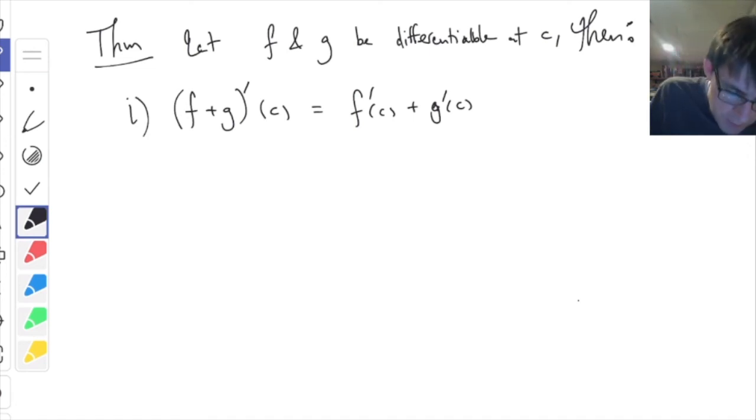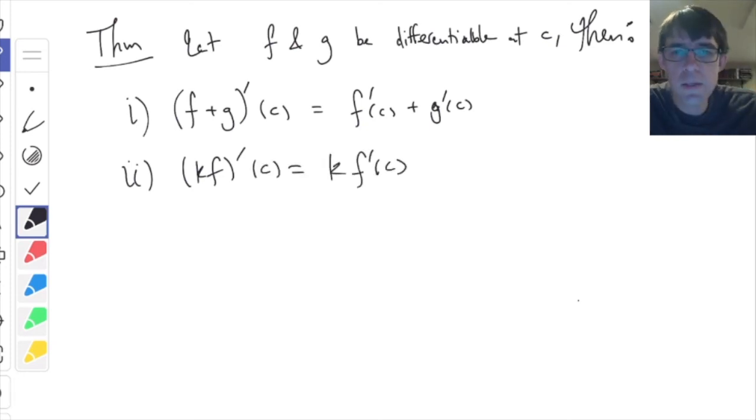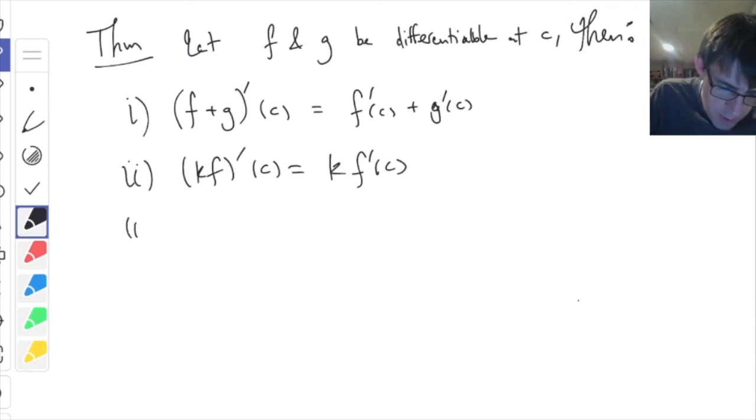All right. The second is about multiplying by a constant. It says if I multiply a function by a constant and then take the derivative, it's the same as a constant times the derivative of the original function. All right. These rules you will recognize from the same rules about limits. Okay, number 3 is about multiplication.